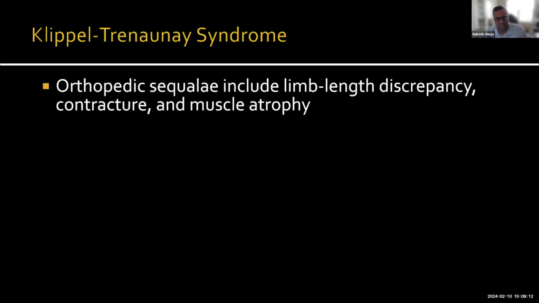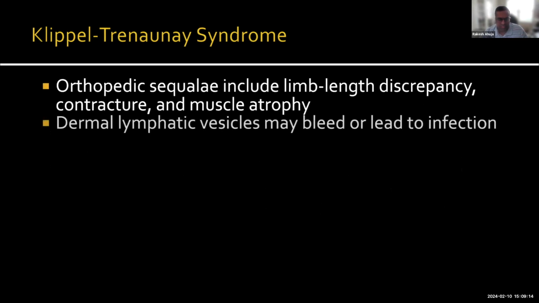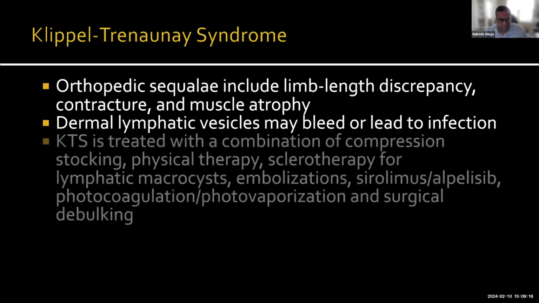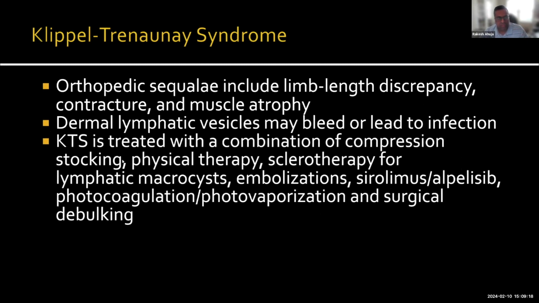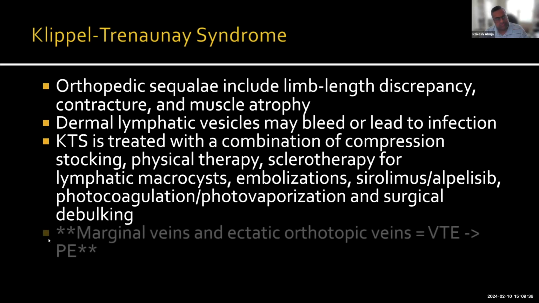Orthopedic sequelae are very common: muscle atrophy, contractures, dermal lymphatics, as you saw. These can be treated with many different things: physical therapy, stockings, sclerotherapies, lymphatic macrocyst embolizations. Sirolimus and alpelisib are the newer drugs which have come for these PIK3CA patients. Then photocoagulation, photovaporization, where you actually take the laser and burn these tissues, and surgical debulking.